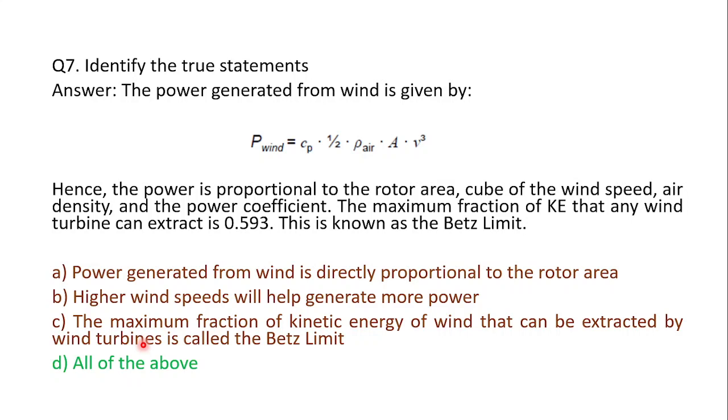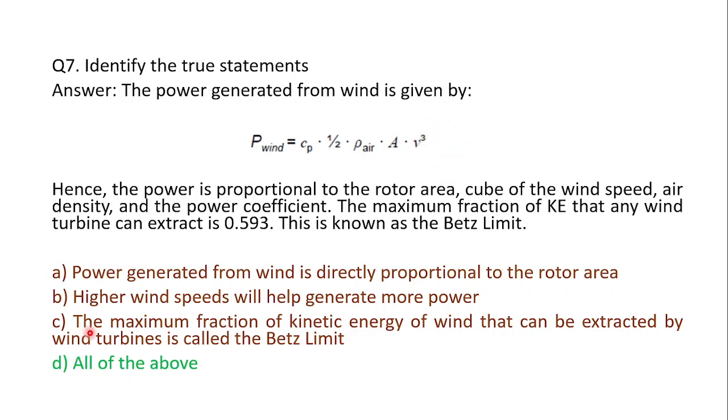The next, we have to identify the true statements here. So power generated from wind is directly proportional to the rotor area, which is absolutely true, from this equation. Higher wind speeds will help generate more power, which is again true. It is directly proportional to the cube of the wind speed.